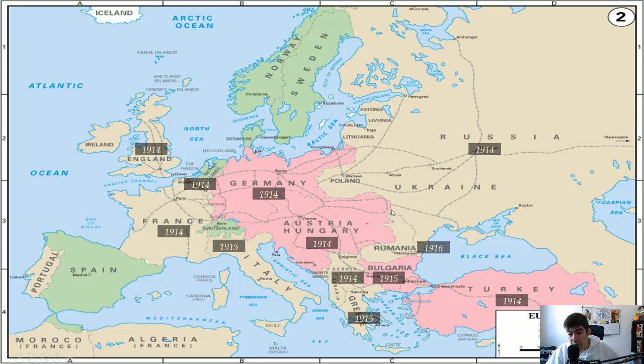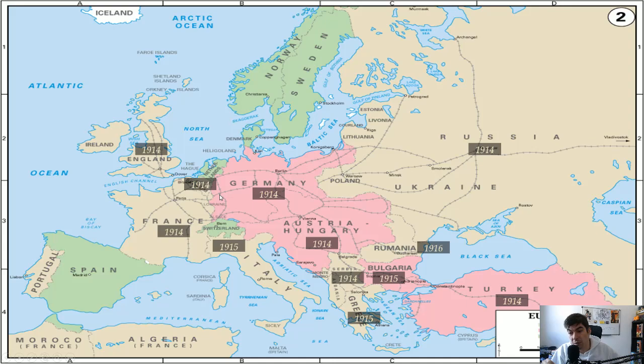In Europe, this is the map of the belligerents. In pink, the Central Powers, Germany, Austria-Hungary, and the Ottoman Empire, not Turkey, and later Bulgaria. And in this brown, or I don't know what color is this, France, England, Italy, Serbia, Romania, Russia, Greece, and Portugal, and many other countries. Montenegro, Luxembourg, and so on. But these are the ones with the dates, the most important ones.